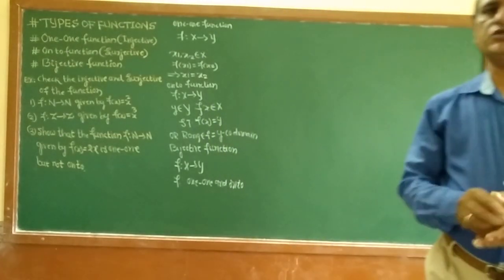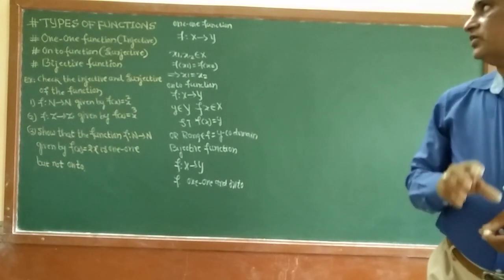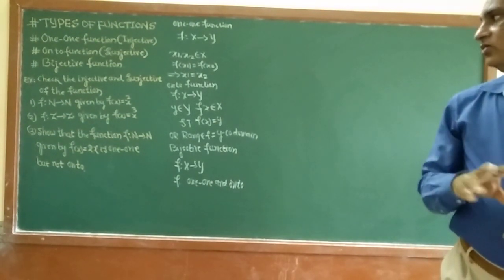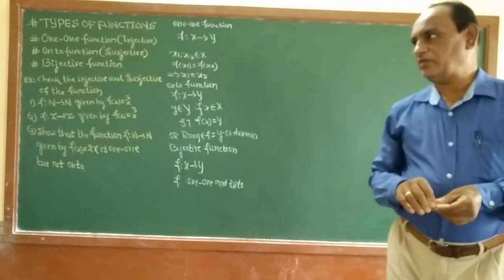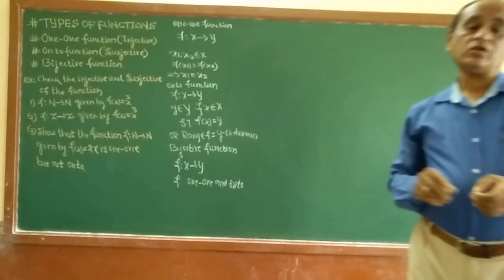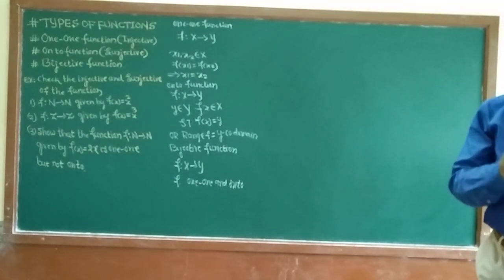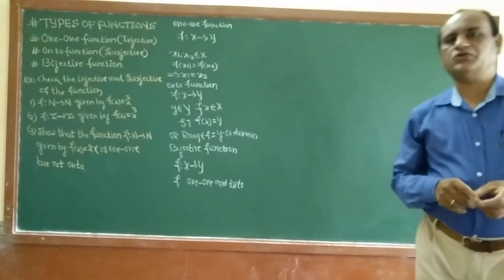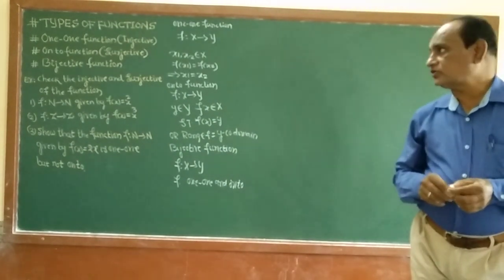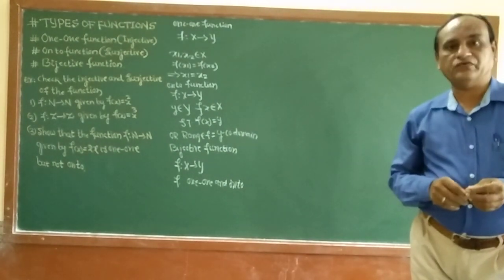So this is about the simple definitions of one-one function, onto function and bijective function. So one-one means a function f mapping X to Y is said to be one-one function, or injective function.